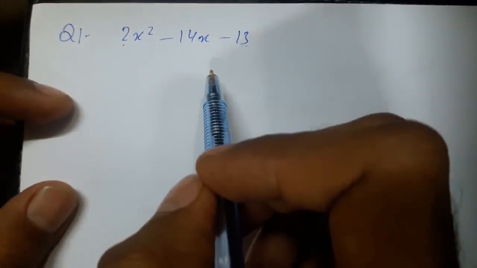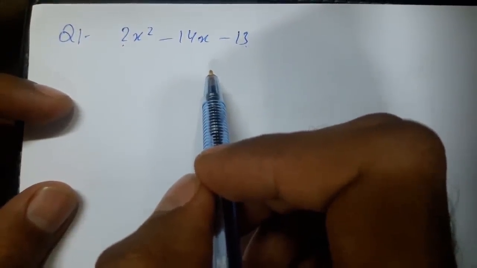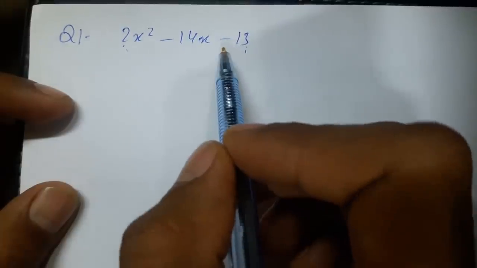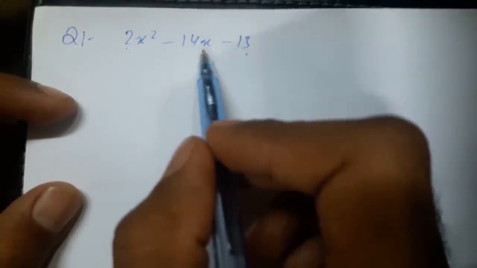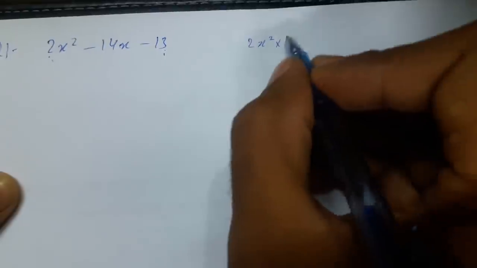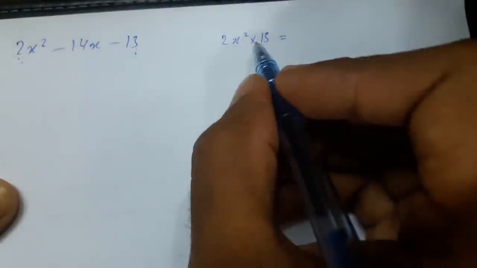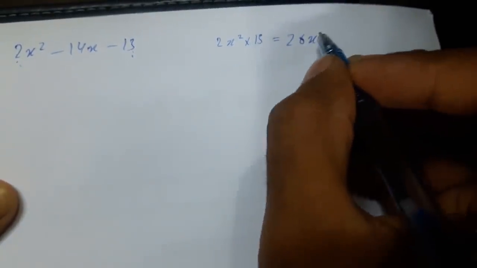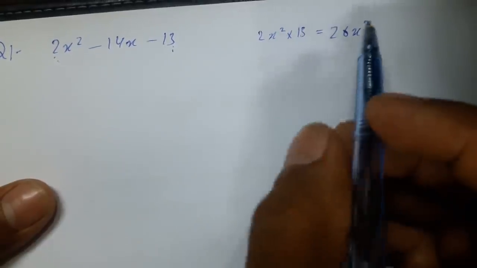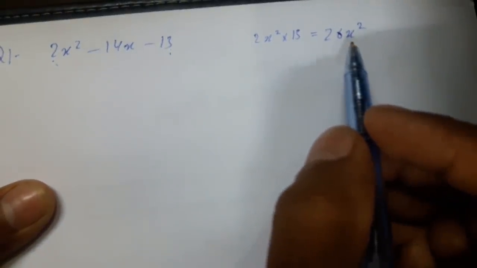After that we took two numbers by multiplying, the answer should become that answer which came from here, and if we add or subtract both numbers, the answer should come to the middle value. Okay, so now what I am doing, I am multiplying 2x square into 13 is equals to 26x square.